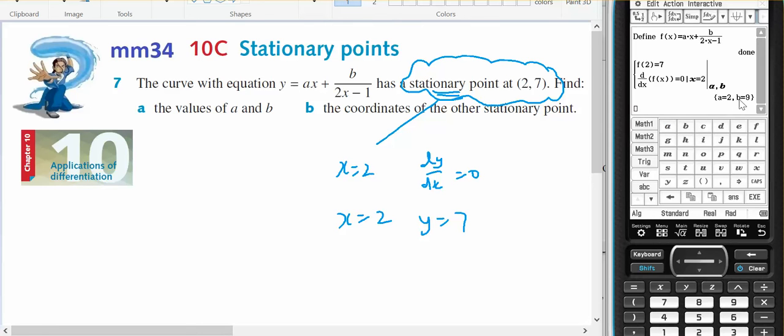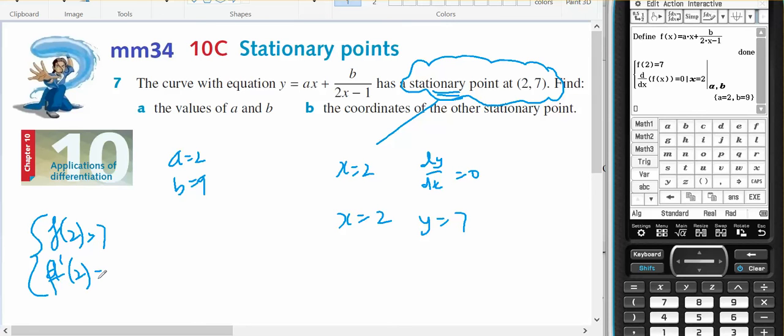So a equals 2 and b equals 9. Now what was that? That was simultaneous equations where f(2) equaled 7 and f'(2) equals 0. Solve for a and b. And then find the coordinates of the other stationary point.